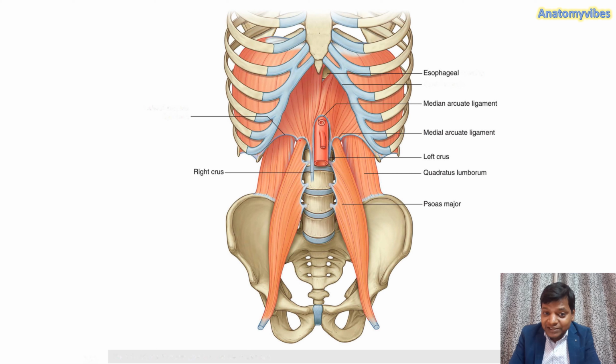Laterally, what we can see? Medial arcuate ligament. Here sympathetic trunk will pass. More laterally, lateral arcuate ligament. Here subcostal nerves and vessels will pass. Very good. Moving further.